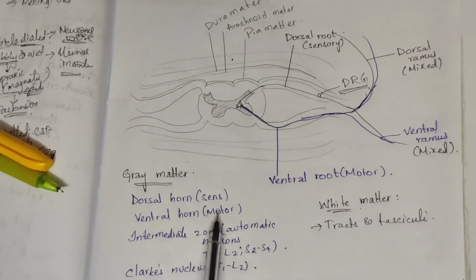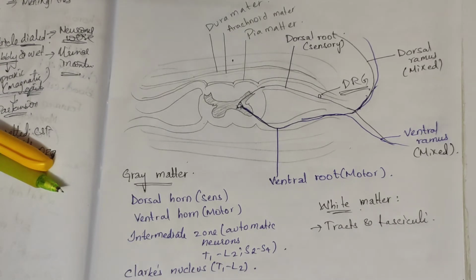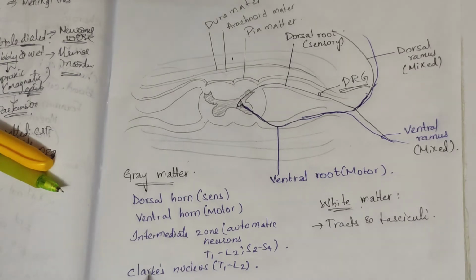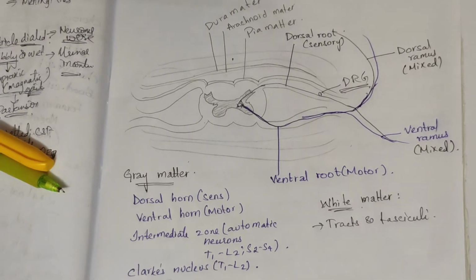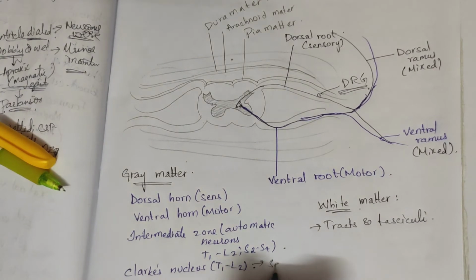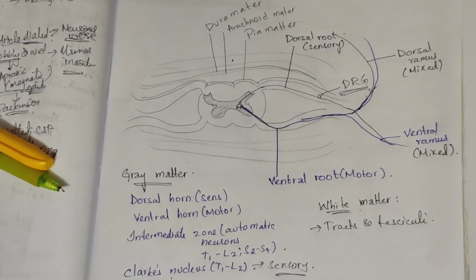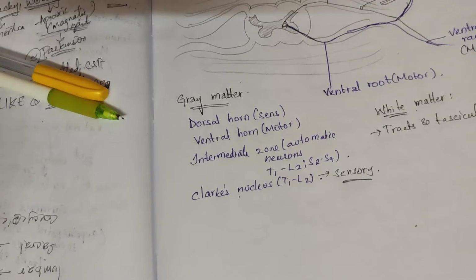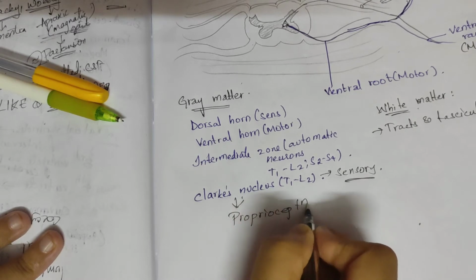The dorsal horn is sensory and the ventral horn is motor, and the intermediate zones are T1 to L2 and also S2 to S4. These intermediate zones are the zones present in between, so they are named intermediate. Next is Clark's nucleus, from T1 to L2, same as the first intermediate zone. Clark's nucleus is a sensory neuron that helps in proprioception to the cerebellum. Proprioception is the position of limbs.